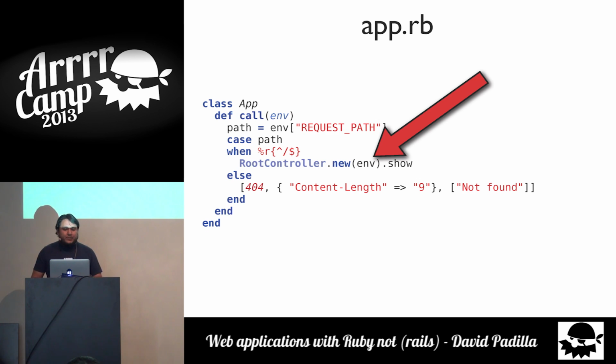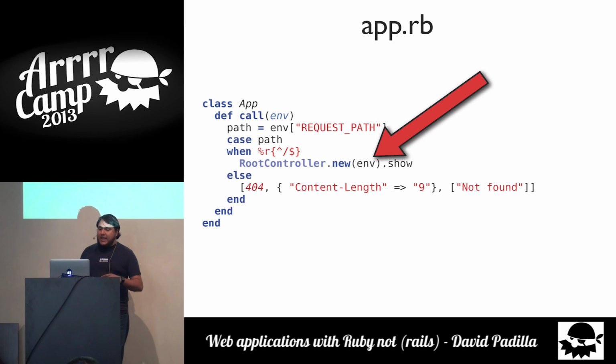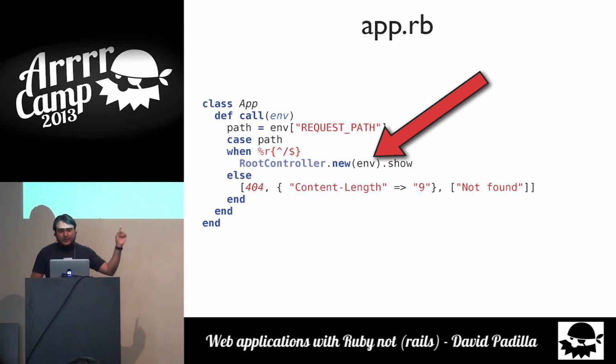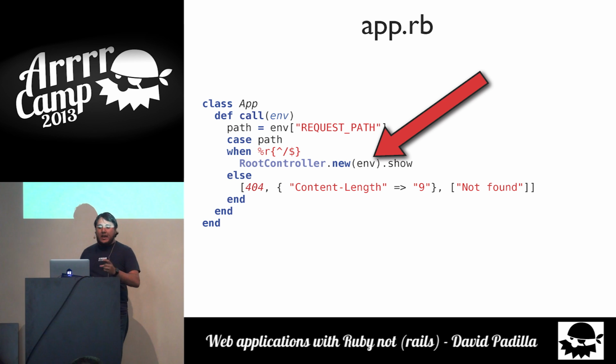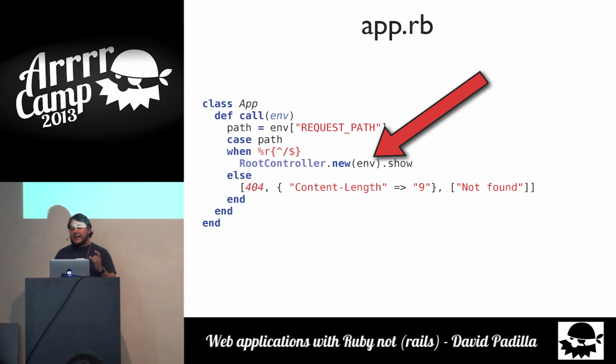Now, on our super router class, we pass the env that's coming from the call argument into the controller, and that's the way that all controllers, or at least the root controller, are now going to get access to all those headers where the parameters are.